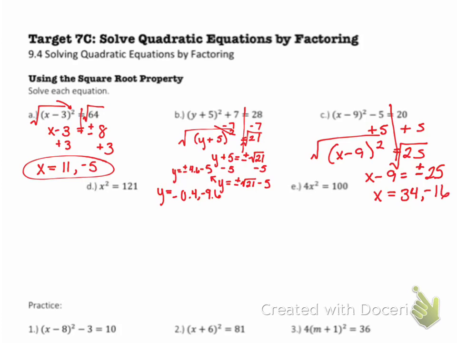Now you might also see examples like D and E. Those are a lot, I feel like, quicker, easier to do. So how do I get x by itself in D? I would just square root both sides, and x is equal to positive or negative 11. That was easy. And then in E, I would have to first divide both sides by 4. So then I would get x squared is equal to 25, and we know that the square root of 25 is positive or negative 5.